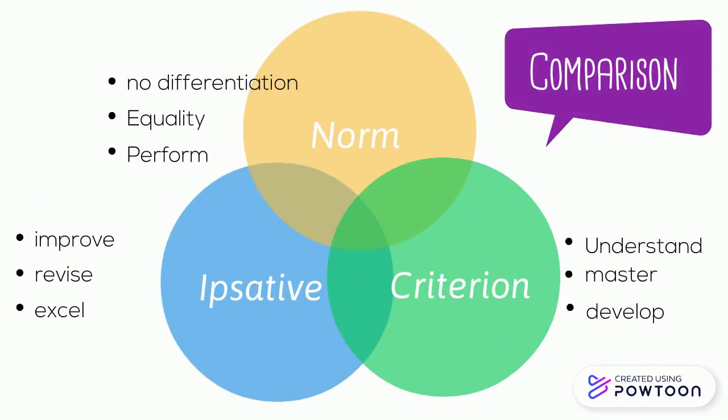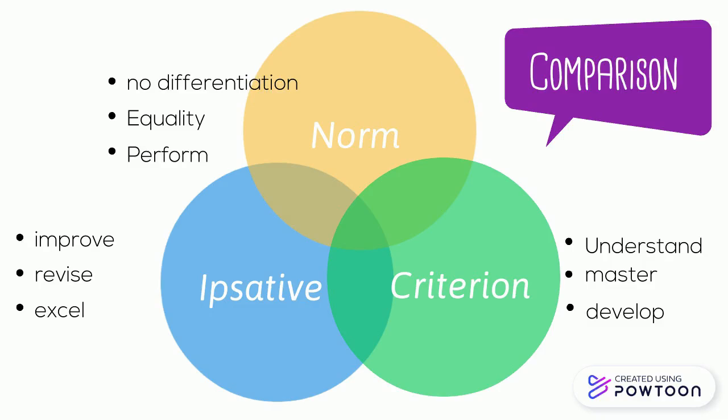Having seen the 3 methods of assessment, we can conclude that ipsative and criterion-referenced assessment have more similarities than differences, unlike norm-referenced assessment, where the differences are very marked. In norm-referenced assessment, there is no differentiation between students. There is a sense of equality, as all of them must take the same test, and they will be compared against each other. Therefore, there is a pressure to perform.